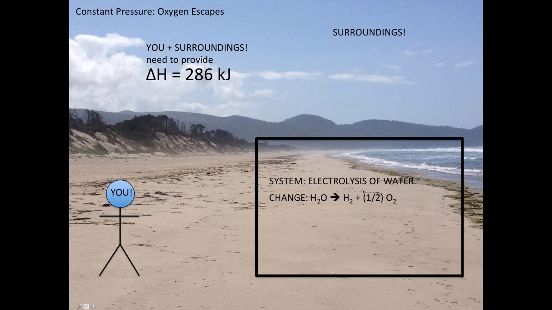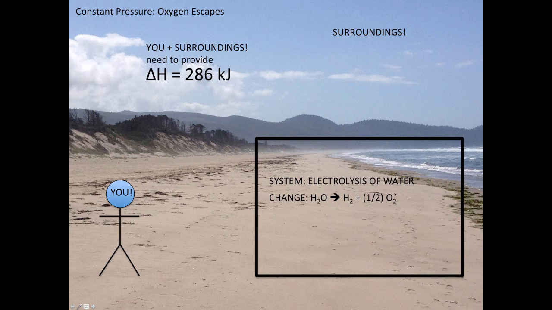And if we look up the enthalpies of each of the reactants and products, then this chemical reaction is associated with a change of 286 kilojoules. So that's the amount of energy that needs to be provided to the system for this reaction to occur. Who's providing it? Well, the surroundings and yourself. Okay, now where is this energy going to?